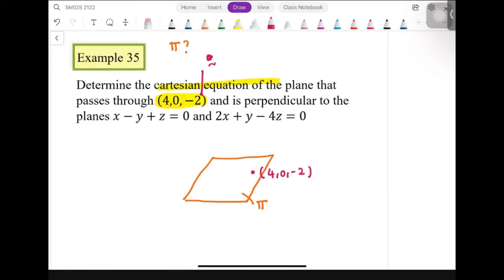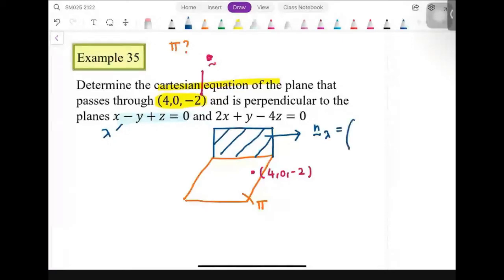Okay. Next, dia bagi we have another two planes that perpendicular to plane pi. So first one, equation ni, x minus y plus z equal to 0. Ini saya namakan dia sebagai plane lambda lah. Lambda saya lukis color biru. Okay, ini plane lambda. Ingat bila ada equation je kita mesti dapatkan dia punya normal. Itu je hint yang kita kena guna pakai. So normal for lambda, sebab dia bagi dalam bentuk cartesian, terus ambil je coefficient, should be 1, negative 1, 1.